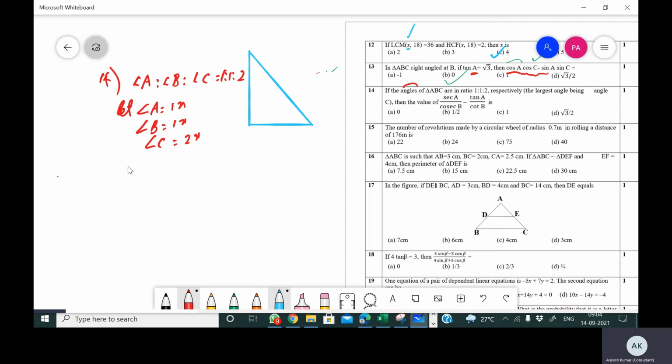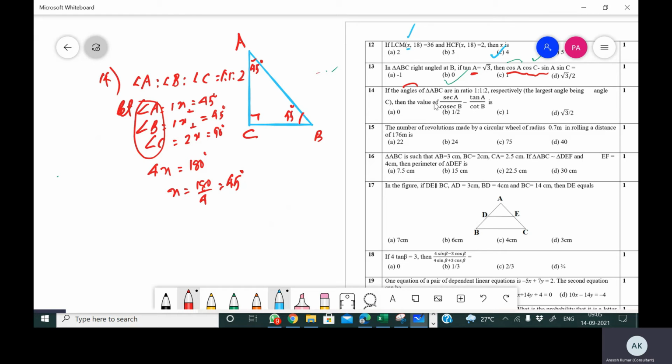And we know the sum of the three angles of a triangle is 180. So this sum, that is 4x, is equal to 180, and x is 180 by 4. It is 45. X is 45 means the first angle is 45, the second is also 45, the third is 90. So C is 90, and A is 45, B is also 45.